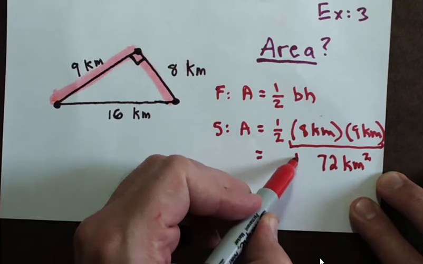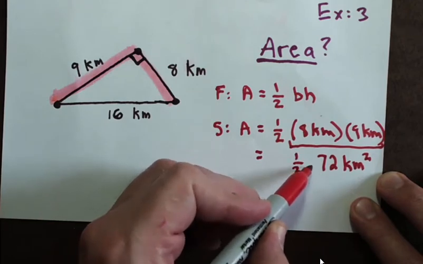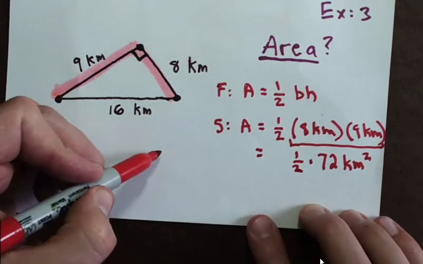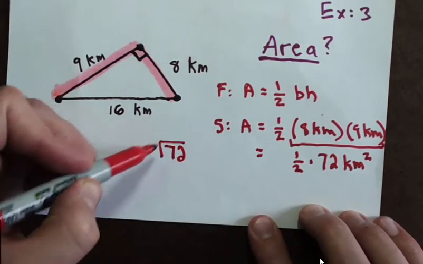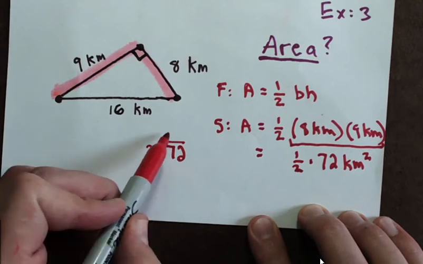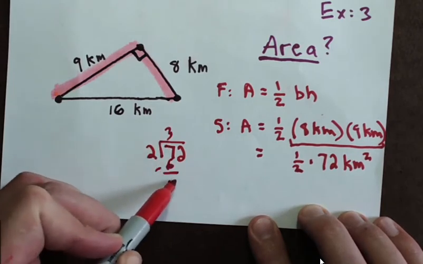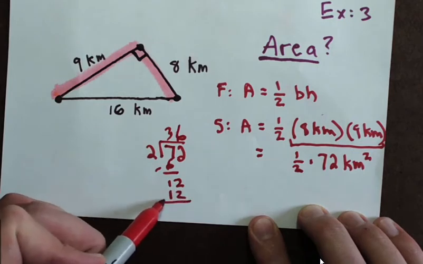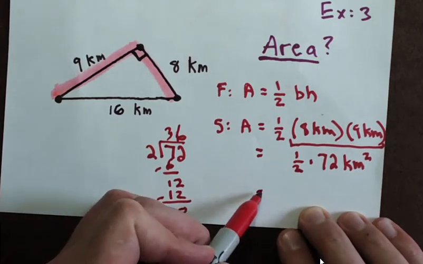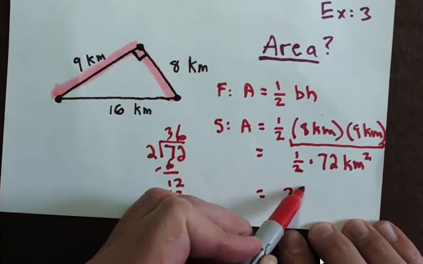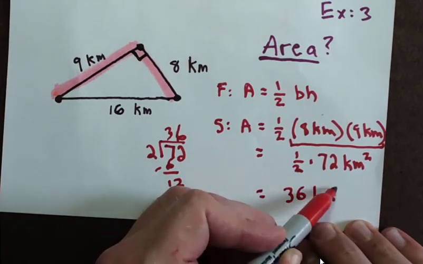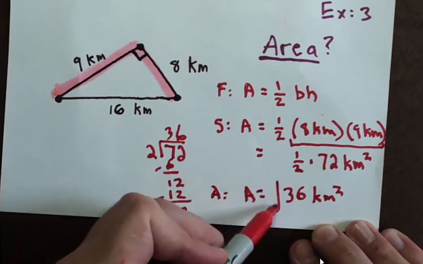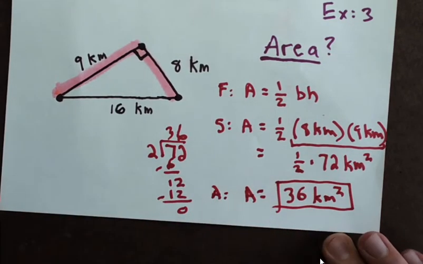We'll bring that 1/2 down. So 1/2 of 72 kilometers squared. So I'm going to come over here. Divide by 2. Alright, so now we got our answer. 36 kilometers squared. That's our area. There we go.